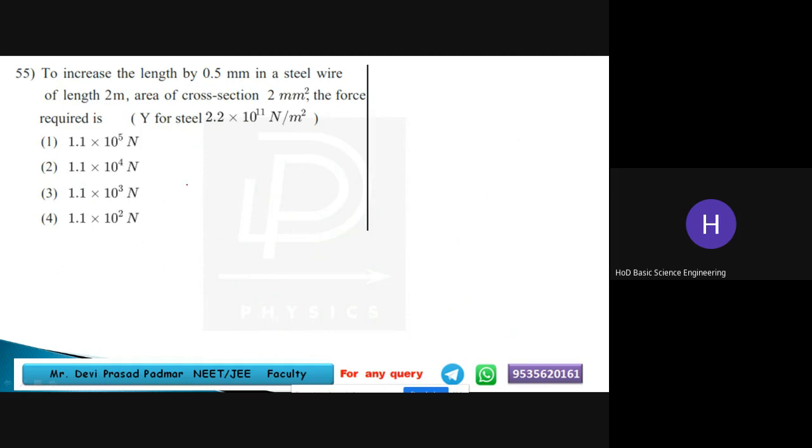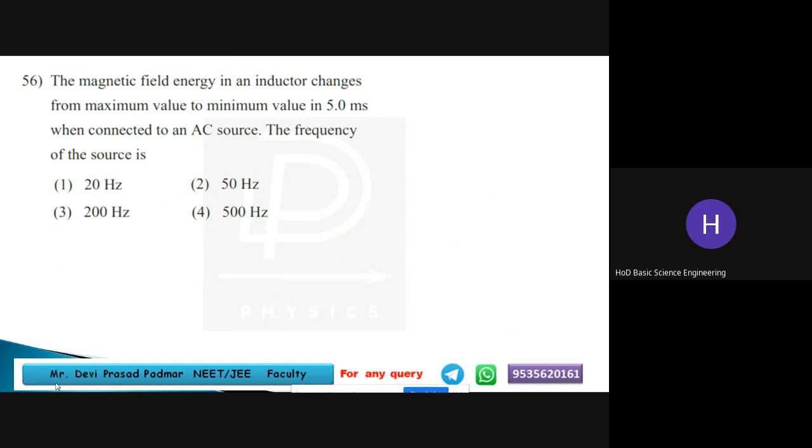Force required F is Y A delta L divided by L. Y A delta L divided by L. Substitute the values. Simple calculation. 1.1 into 10 power 2. Hope you can do that.